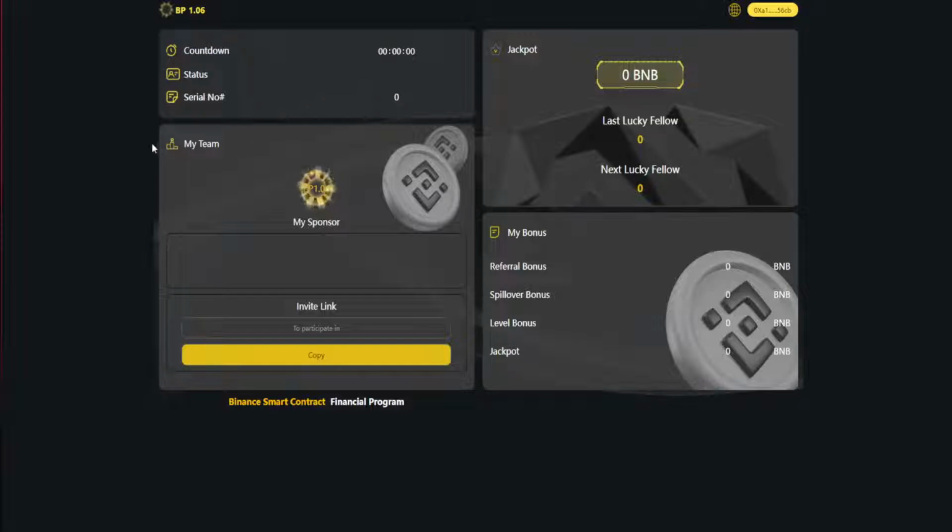And this is what the dashboard, the D app, looks like. You can connect your address here, make sure that it is on the Binance Smart Chain network. This shows your status, a boss or so forth. This is the serial number, which, if it's 1, then you get the 2 BNB from the next jackpot. Here it'll show you your team, how many people are in it, and so forth. This is where you can get your invite link, and in my bonuses, you can keep track of how many bonuses you're getting from the referral bonus, the spillover bonus, level bonus, and jackpot.